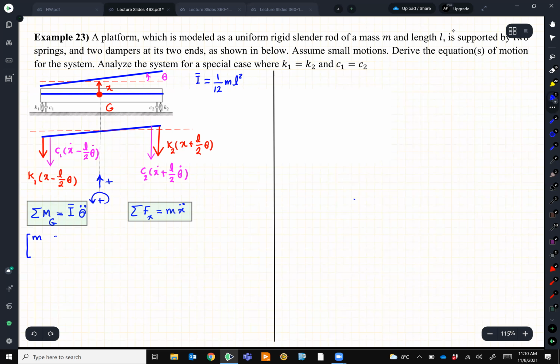You will get M: m, 0, 0, 1/6 ml, multiplying x double dot, theta double dot. And then for C, you will have C1 plus C2, C1 minus C2 times L/2, and this one will be C1 plus C2 multiplied by L over 2. That's my damping matrix, multiplying x dot, theta dot.